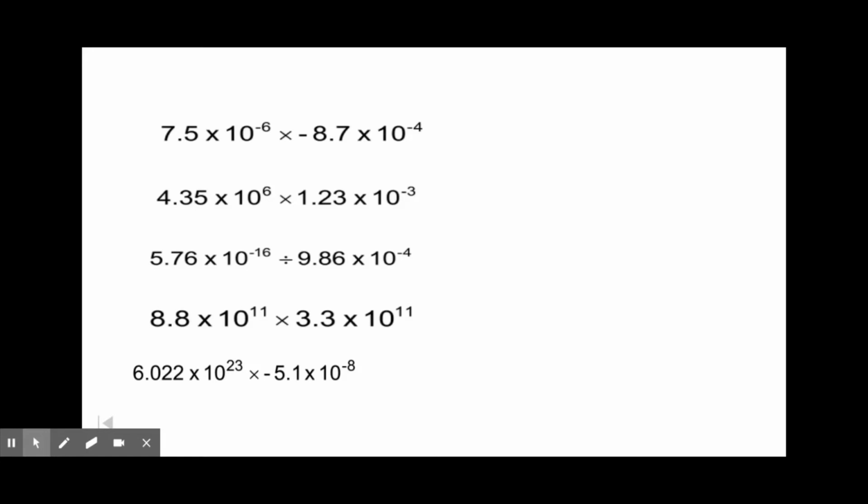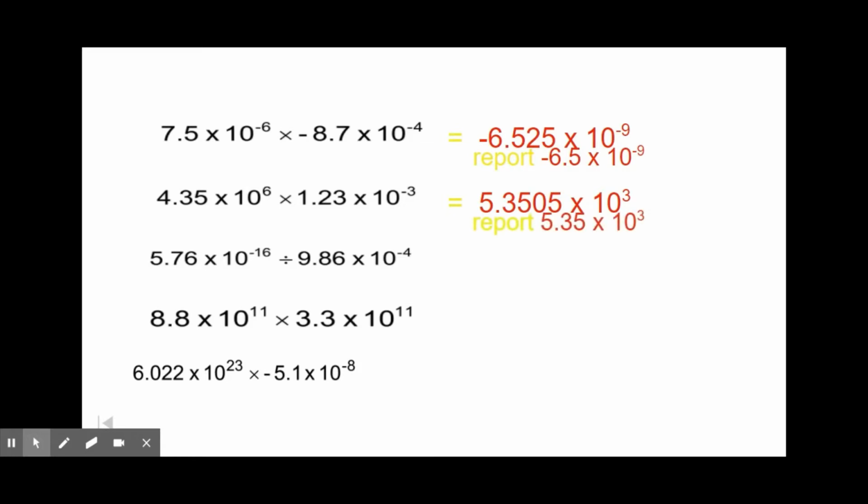All right, now let's go over your answers. Remember that the goal of scientific notation is to make the number as concise as possible. So although for this first problem you should have ended up with negative 6.525 times 10 to the negative ninth, it might be a little bit easier to say it as negative 6.5 times 10 to the negative ninth. Again, the goal is to be as concise as possible.